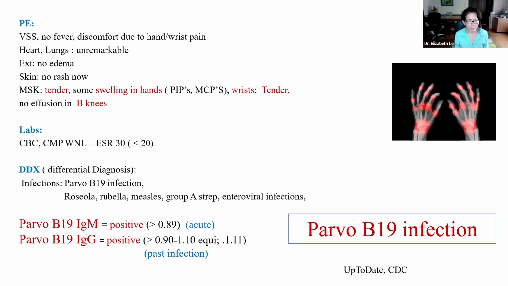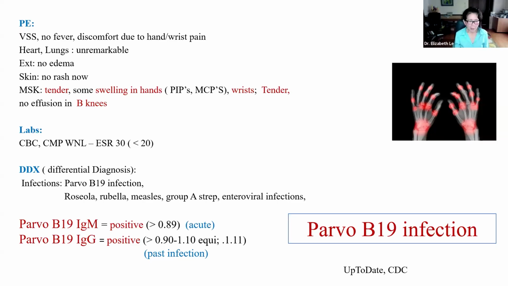So you draw some labs. The labs came back and the CBC and CMP are within normal limits. But she has a little bit of inflammation. Her sed rate is 30, should be less than 20. And so at this point, you think the differential diagnosis would be some sort of acute viral infection. The first one we think of immediately is parvo B19 infection, especially with small children. Roseola, rubella, measles, group A strep, enteroviral infections.